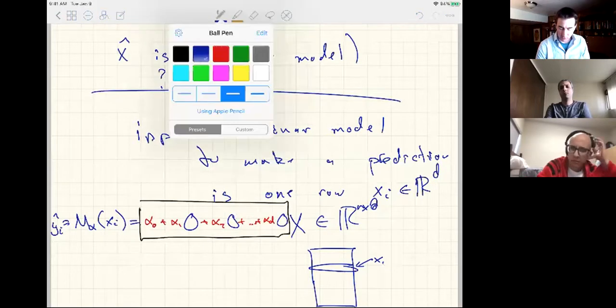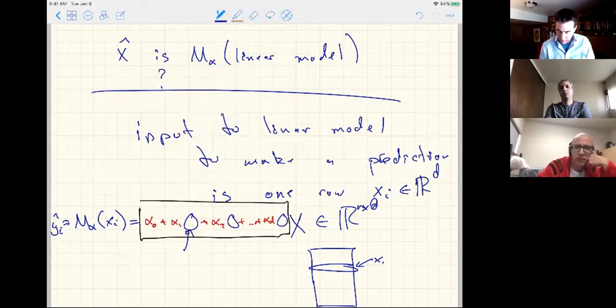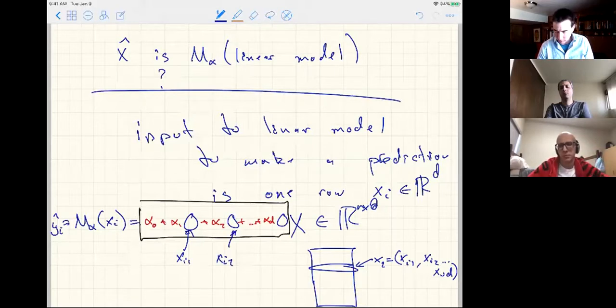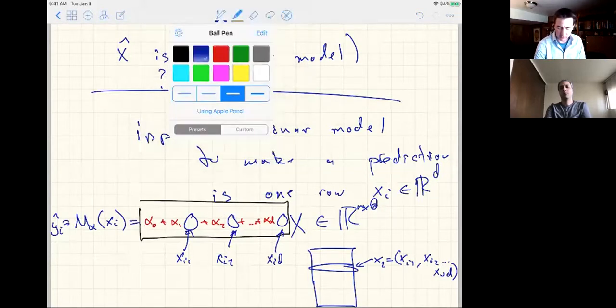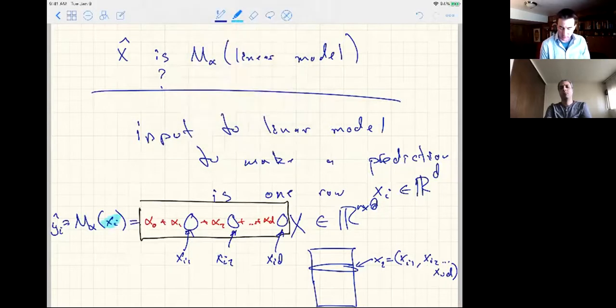And in these holes, I'm going to plug, remember, xi is xi1, xi2, up to xid. I'm going to plug in here xi1, plug in here xi2, plug in here xid, right? So that is this guy right here. I'm going to decompose it into these d parts, and each of those parts go in.